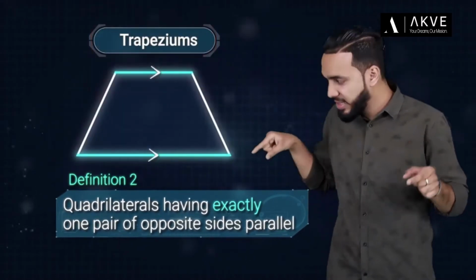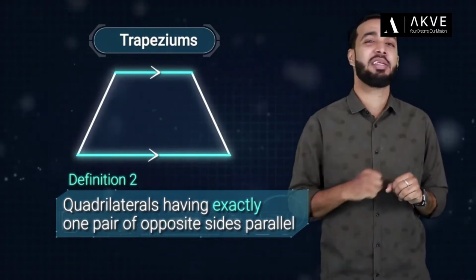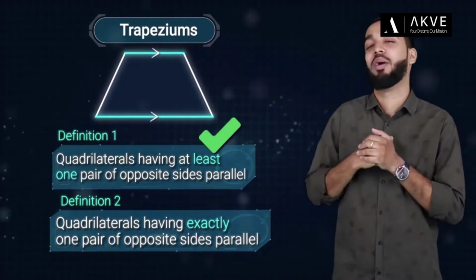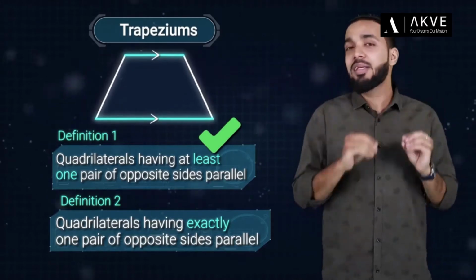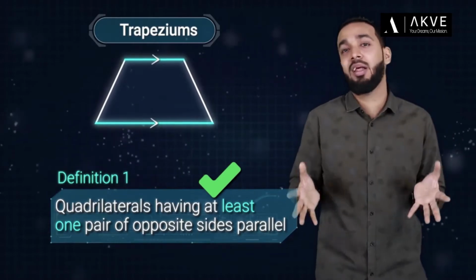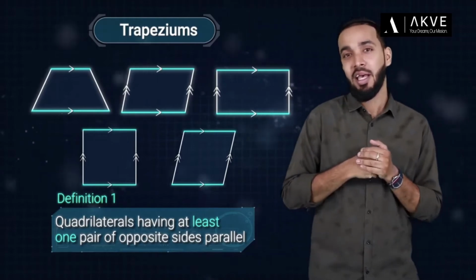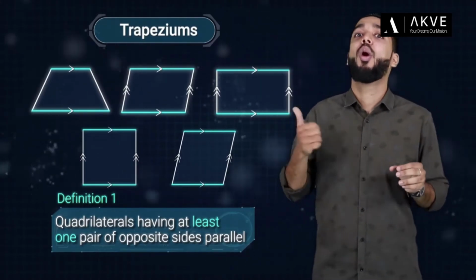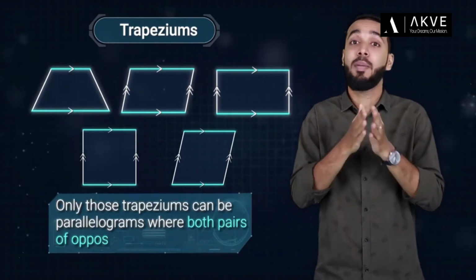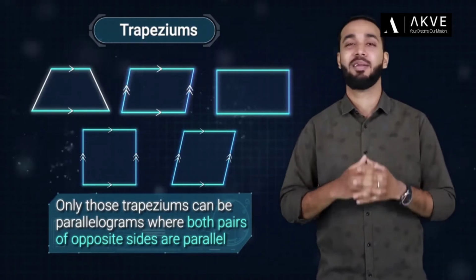You may have studied this definition in your previous classes. However, as you go deeper into the subject, you will realize that the more accepted definition is the former one. So, for us, trapeziums are quadrilaterals having at least one pair of opposite sides parallel, and hence all parallelograms are also trapeziums. It is very obvious then that all trapeziums cannot be parallelograms. Only those trapeziums can be parallelograms where both pairs of opposite sides are parallel.